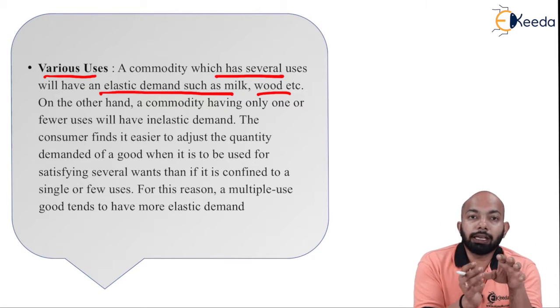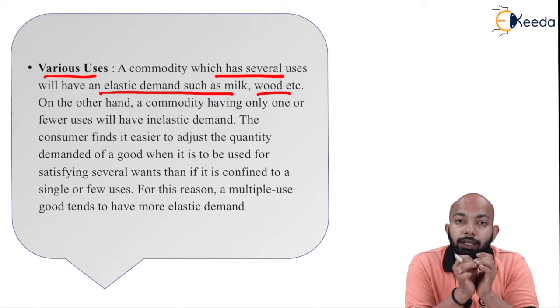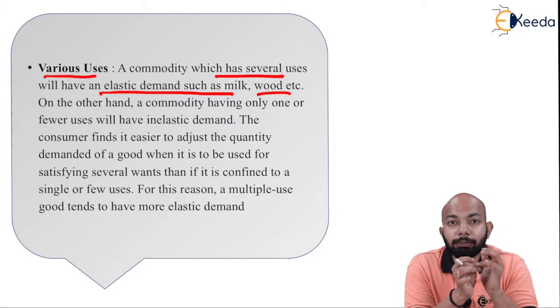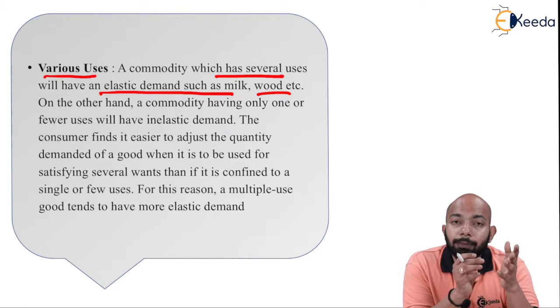If you're using milk, you know that milk can be used for making curd, for making cheese, for making tea, for making protein shakes, and every other thing that you can think of. So if the commodity has different uses, then the demand for that product is elastic.